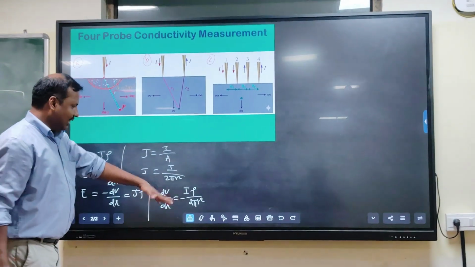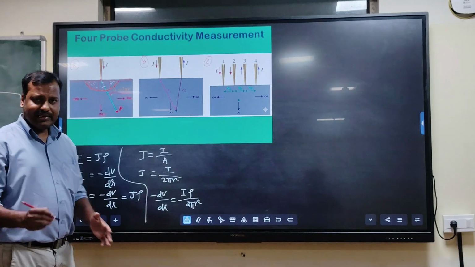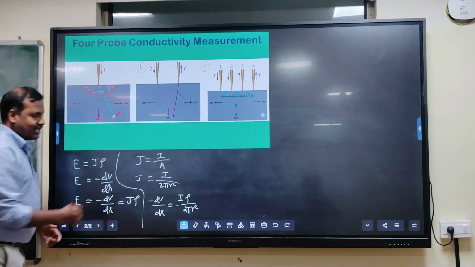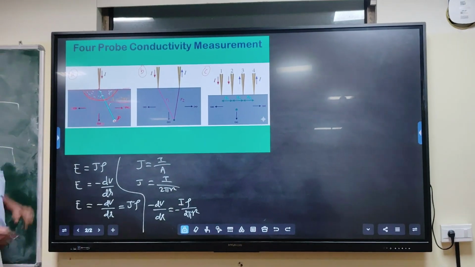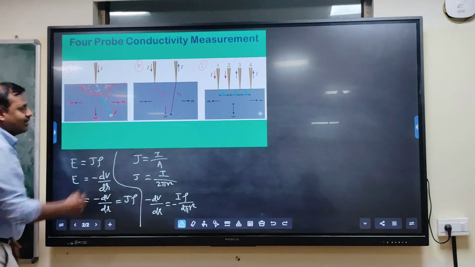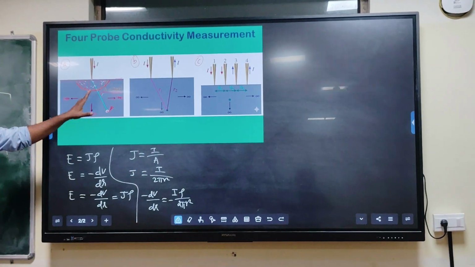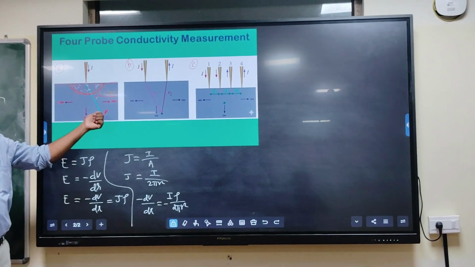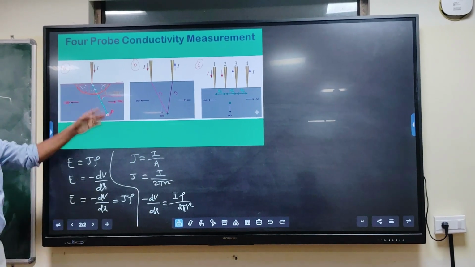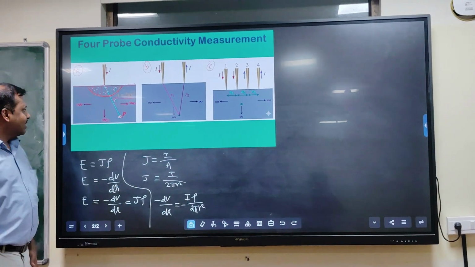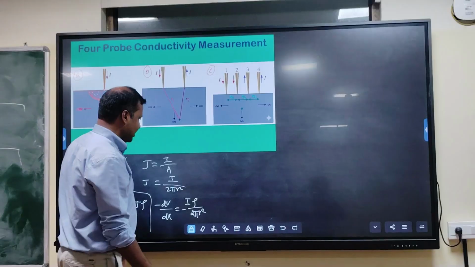We will rearrange this and integrate to get the voltage value. That means what is the voltage at this point P because of the current I flowing through the probe into the sample. We just want to estimate the voltage at this point because of this current flow, so we will integrate this term.